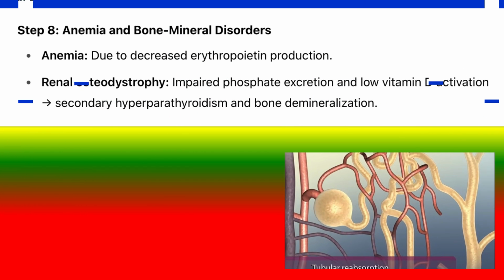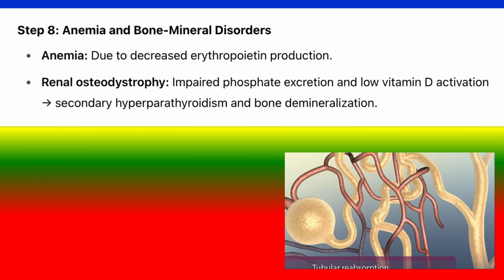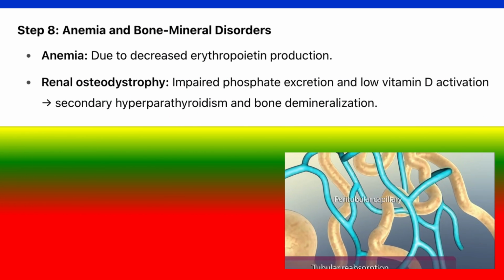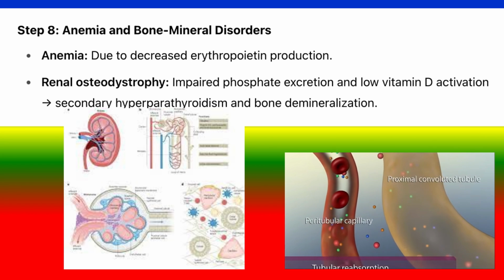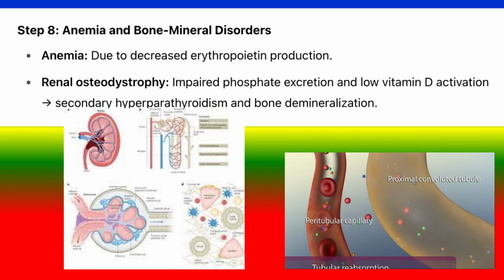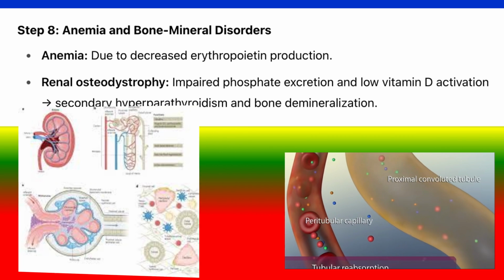Step 8, anemia and bone mineral disorders. Anemia, due to decreased erythropoietin production. Renal osteodystrophy, impaired phosphate excretion and low vitamin D activation, secondary hyperparathyroidism, and bone demineralization.